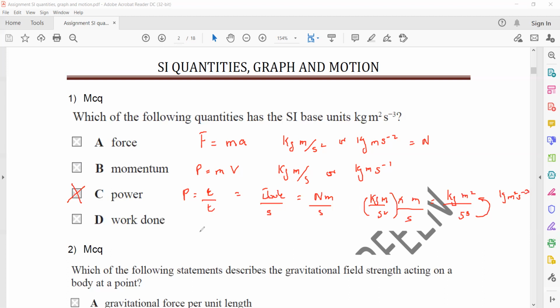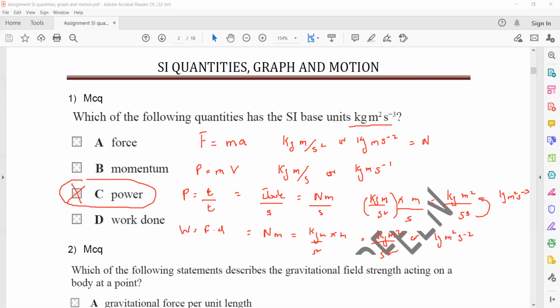What about work done? Its formula is force into distance. The unit of force is Newton and the unit of distance is meter. So Newton meter, or joule, and Newton itself is kilogram meter per second square, multiplied by meter. So this will turn out to be kilogram meter square second raised to power minus 2. That's why option C, the power, is the right answer. So kilogram meter square second raised to power minus 3 is the base unit for power.